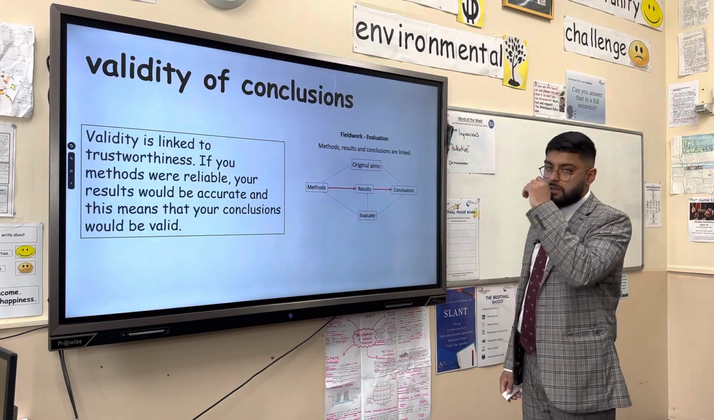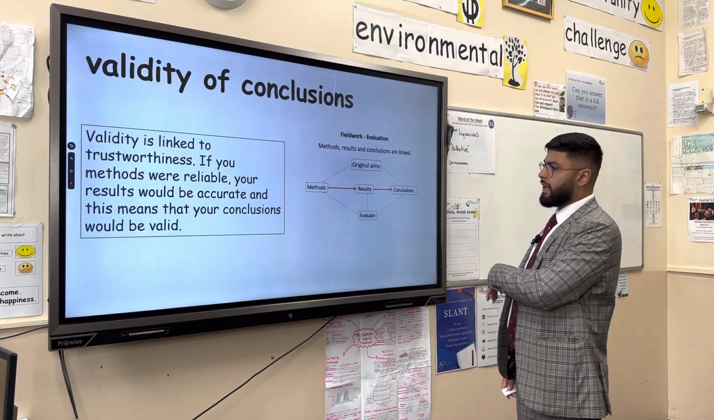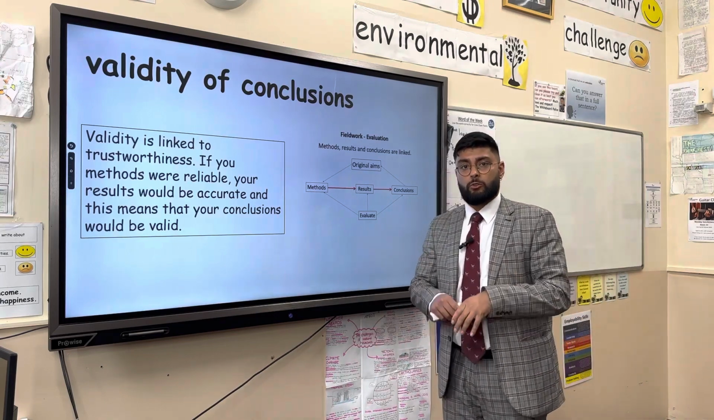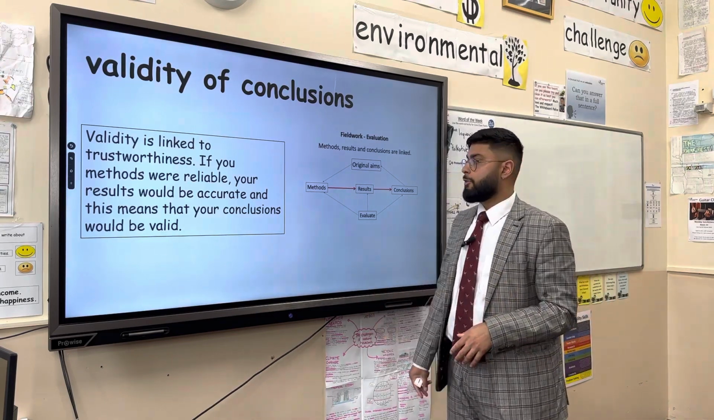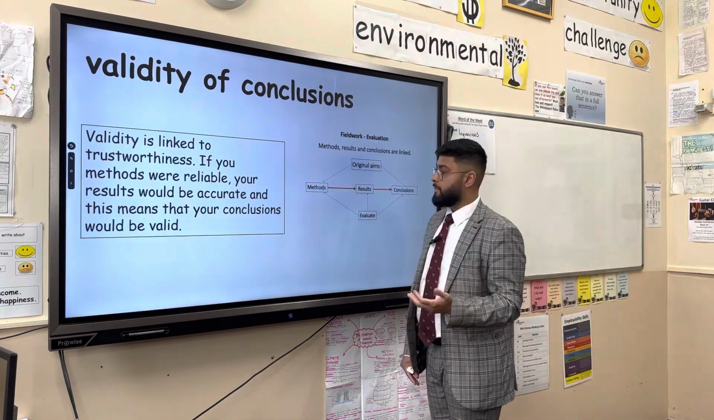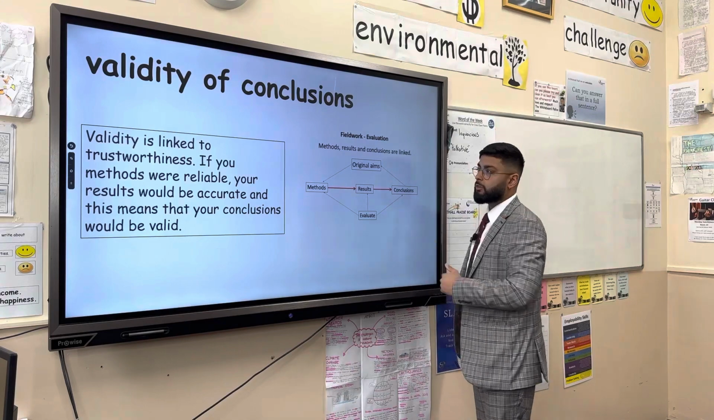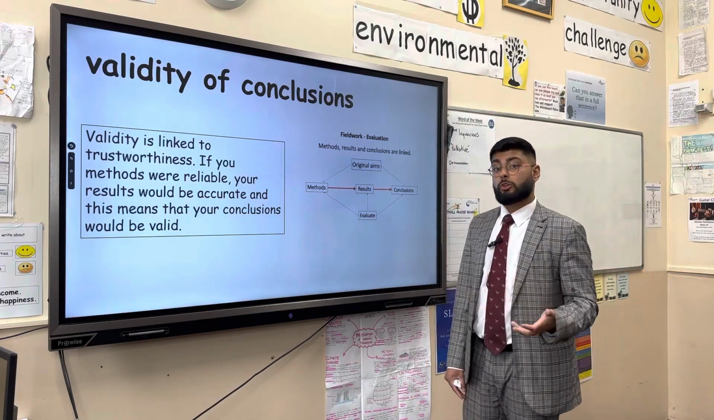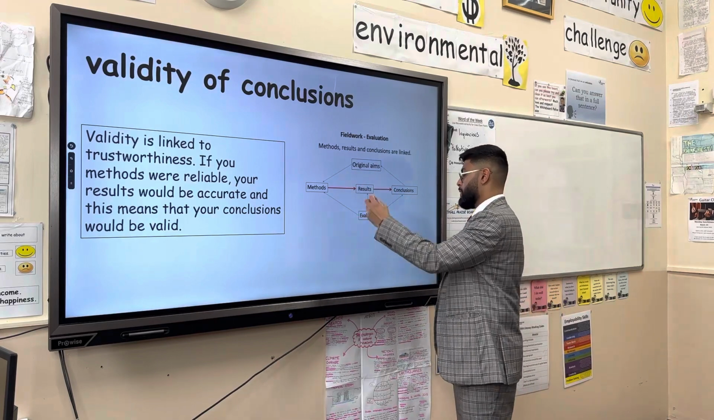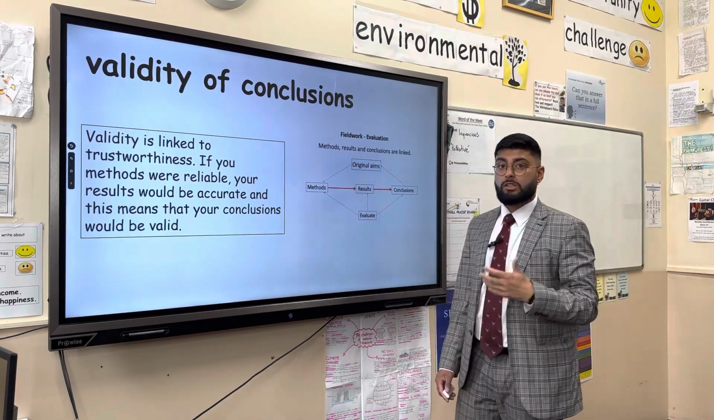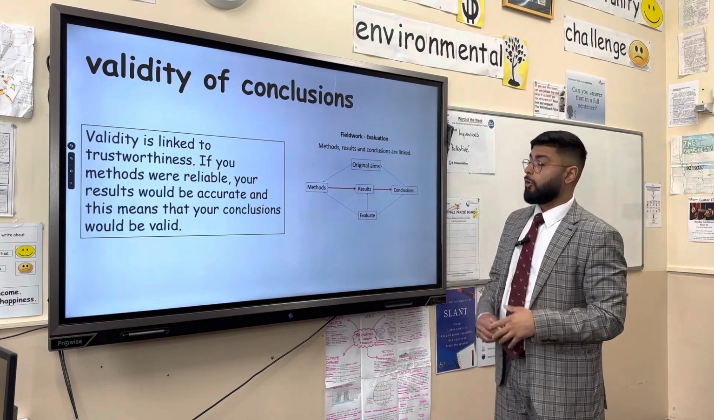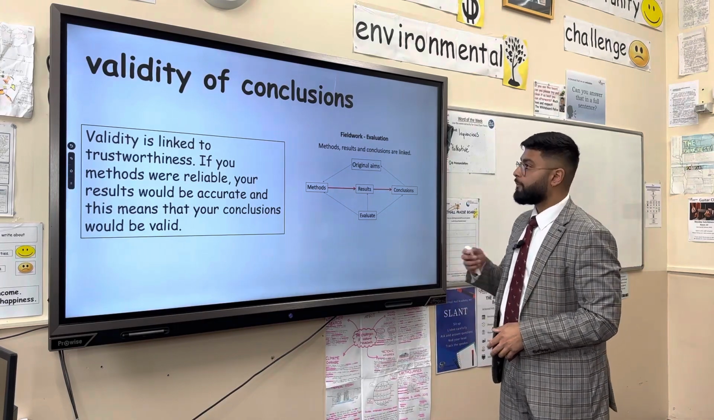And finally, the validity of conclusion. This links to trustworthiness, and ultimately the validity of your conclusion rests on every single part of your fieldwork. Without really robust methods, with few limitations, without accurate results, we can't make valid or trustworthy conclusions. So remember that everything that goes in before, the methods, the results, so long as those are accurate and reliable, that means we can make valid or trustworthy conclusions.